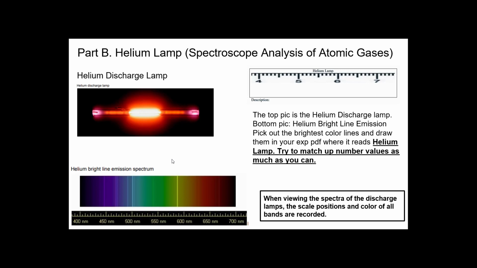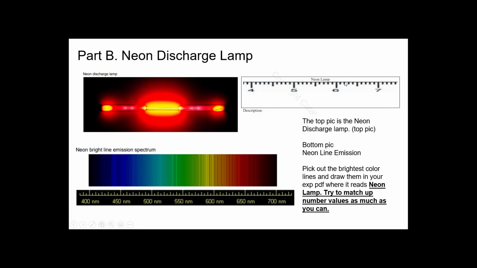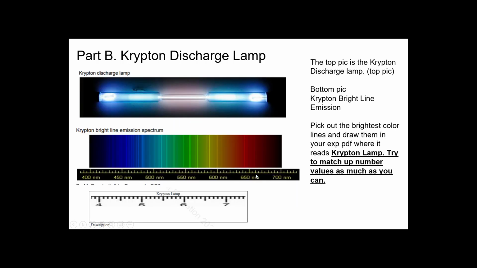You're going to view the emission spectrum of each gas of the discharge lamps. When viewing the spectra of the discharge lamps, the scale positions and the color of all the bands are recorded. So you can see there's prominent ones here, and you're going to do the same. You're going to draw out the prominent ones and where you see them on the wavelengths as best as you can. So there's helium, there's neon. Some of these get a lot more complicated, but you can do your best. And krypton, same thing. So considering the fact that you're not actually entering data into it, you're doing an upload, this is not difficult.